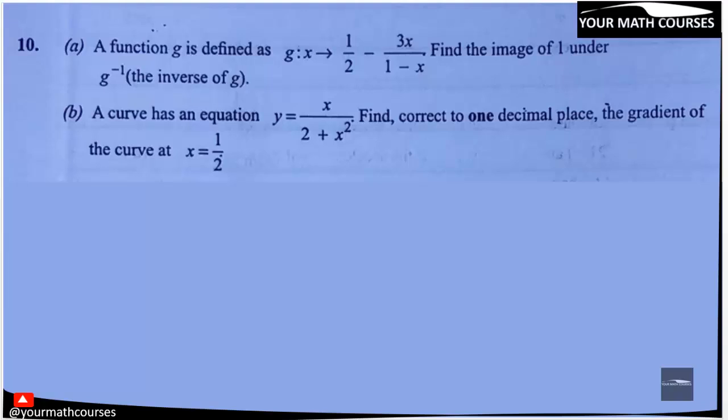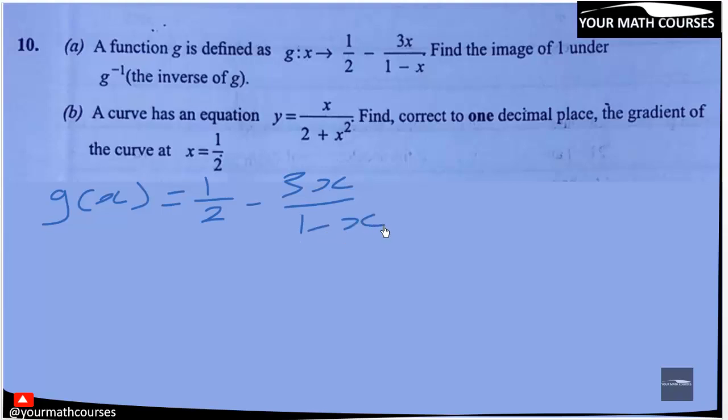A function g is defined as g is such that x maps onto (1 over 2) minus 3x over 1 minus x. Find the image of 1 under g inverse, the inverse of g. So we can rewrite g of x as (1 over 2) minus 3x over 1 minus x.